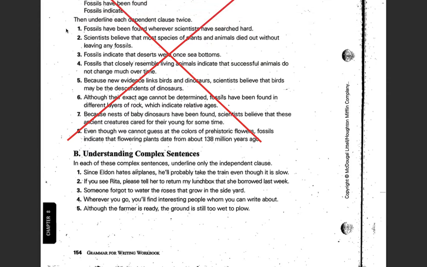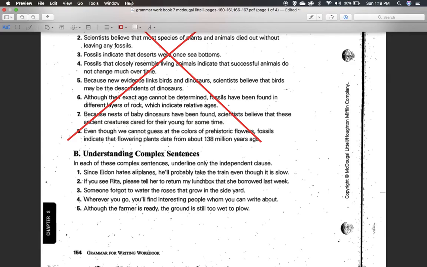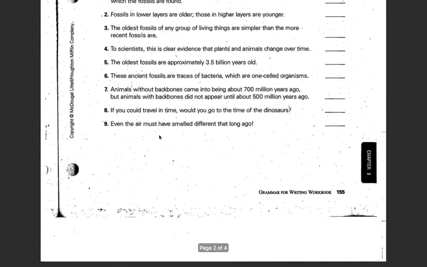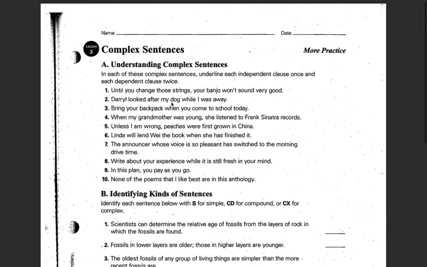So number 1 says, since Eldon hates airplanes, he'll probably take the train even though it is slow. So where do you think is my independent clause? The independent clause is this one: he'll probably take the train even though it is slow. It's not this. This is the dependent clause because it starts with since. And so you need to do the same with the rest of the sentences. I'm going to show you more examples to make sure that you got the idea.